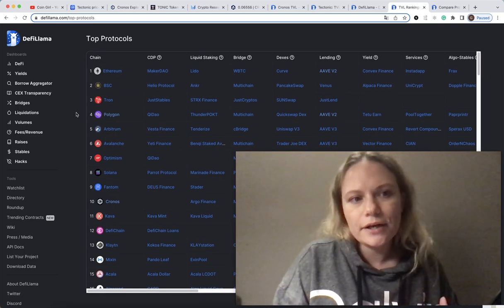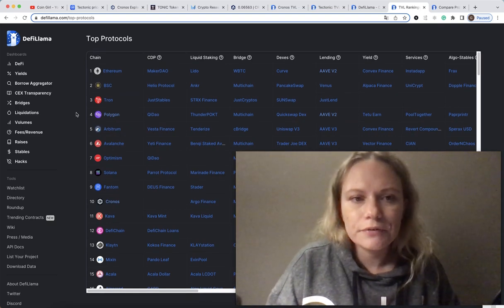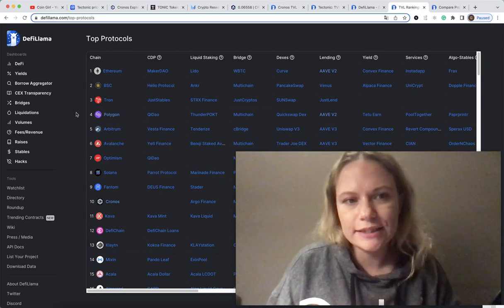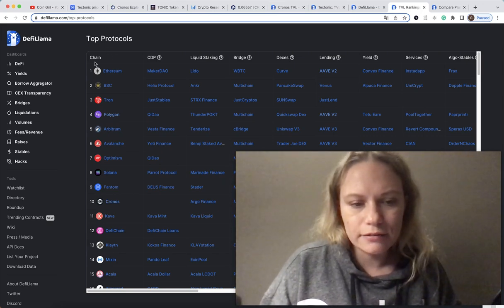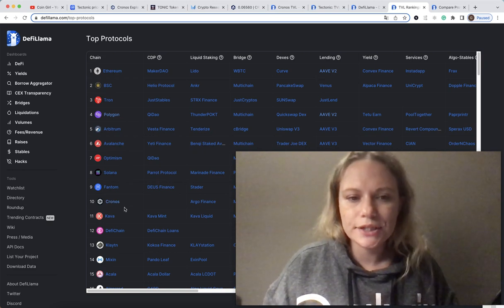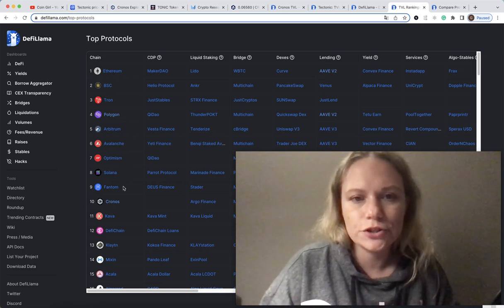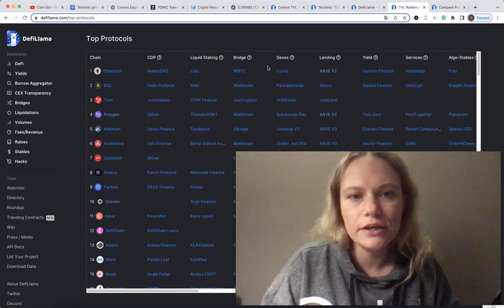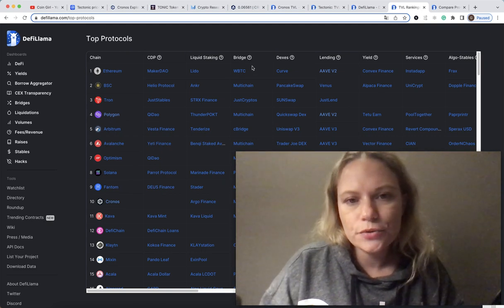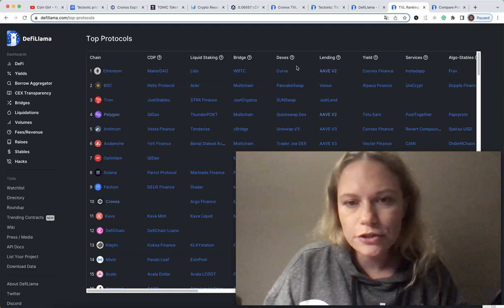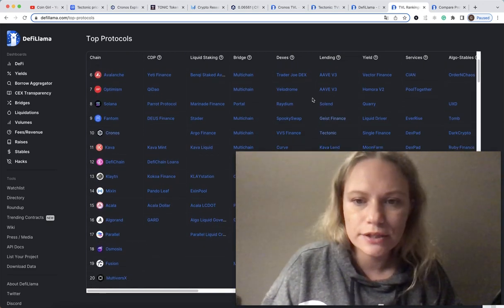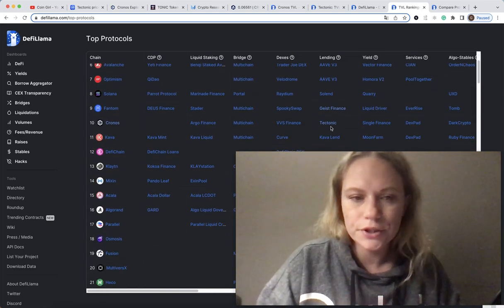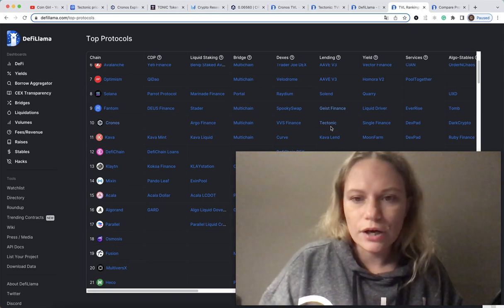And the same platform, DeFi Llama, has the statistics of top protocols, and it covers different types of chains. Cronos currently is in 10th place, which is good in my opinion, and this shows the statistics, like with the main bridge, main dexes, lending, and yes, it's no doubt that Tectonic is the main lending protocol for Cronos.